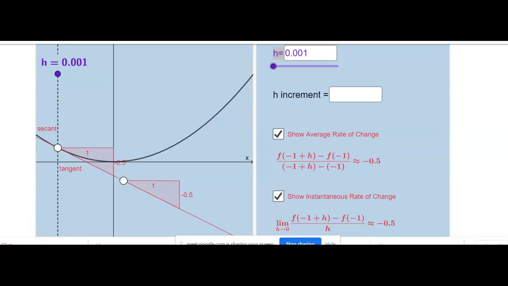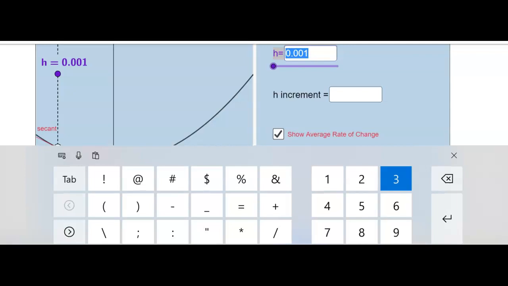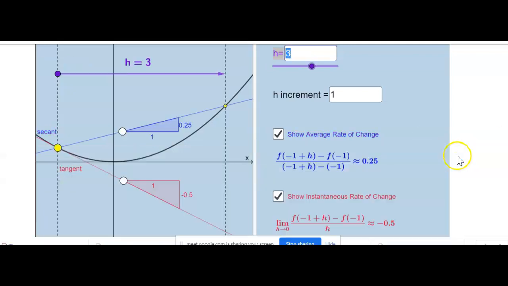This is a little thing here on GeoGebra that I like. It lets me type in 3 here. The whole premise of this is the idea that what I'm showing you is the instantaneous rate of change, this red line. So that's the actual slope of our curve at this yellow dot, and you can see that it's a negative 1/2.